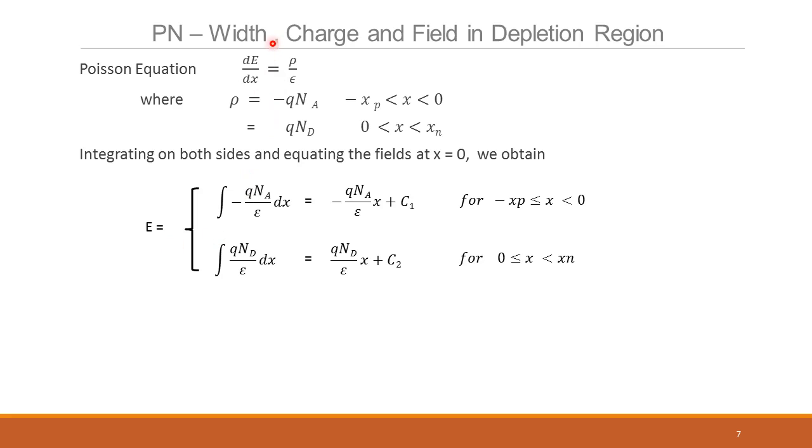E is nothing but the integral of rho by epsilon dx, right? And you're just substituting the rho for both these equations, because the rho is not the same in these two regions. Minus q Na by epsilon dx on the p side, and q Nd by epsilon dx on the n side, right? It's a very simple, straightforward integral. It is just the first term times x plus c1, and the second term times x plus c2, and the regions are appropriately marked.